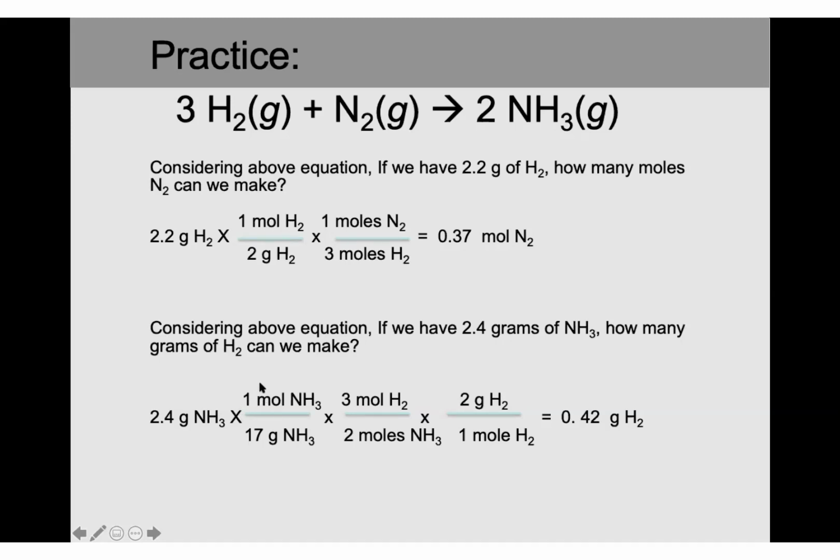That's what I usually see students make mistakes on. They put the coefficients of the compound here. But you should not put the coefficients when you want to convert gram to mole or mole to gram. Always put 1 mole whenever you want to convert mole to gram or gram to mole.